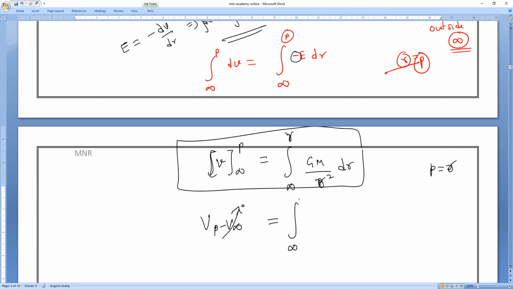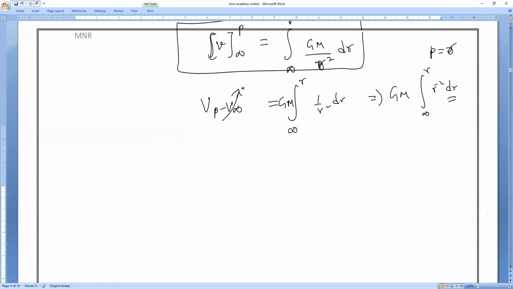So integration from infinity to r. For this, what will happen? GM is constant, so 1 by r square into dr. So GM into the integral from infinity to r of r power minus 2 into dr. Can you tell me what is the value? It becomes minus 2 plus 1 divided by minus 2 plus 1, which is equal to minus 1 by r.